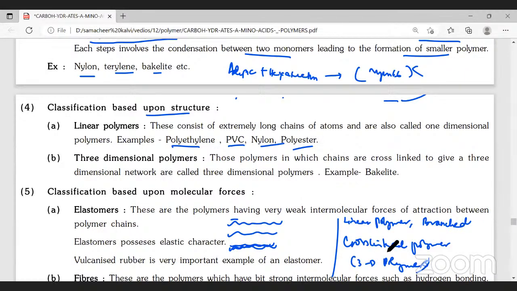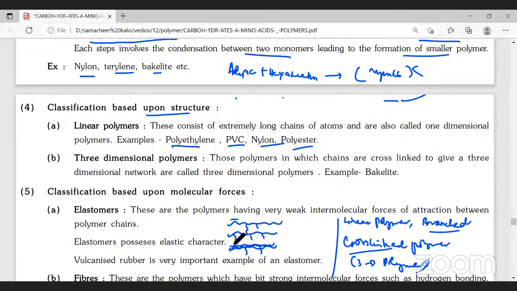The next is the branched polymer. If there is a branch like this, it will be called a branched polymer. A linear polymer having branches is called a branched polymer. Now, cross-linked polymers are three-dimensional polymers. If we take this as an example, you can see there is an interaction.